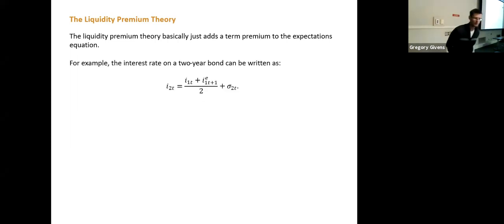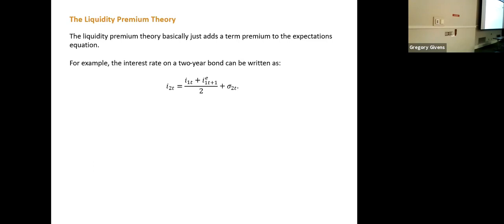So for example, the interest rate on a 2-year bond, if we view the data through the lens of the liquidity premium theory, would be the average of the 1-year interest rate this year and expected next year, plus this sigma 2 term. That is the term premium, all right? So sigma is the term premium. 2 indicates that it's the term premium on a 2-year bond, right?